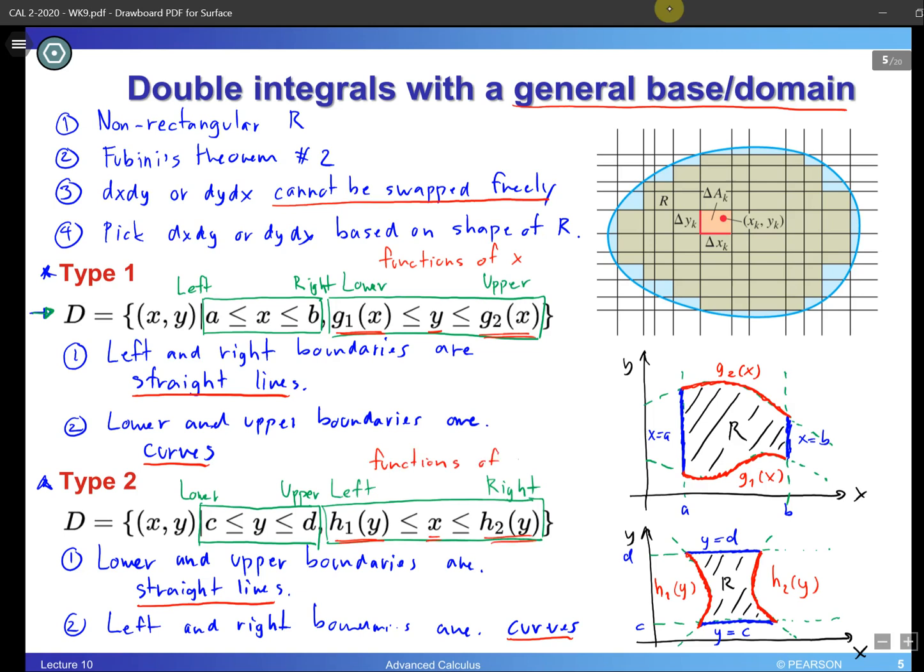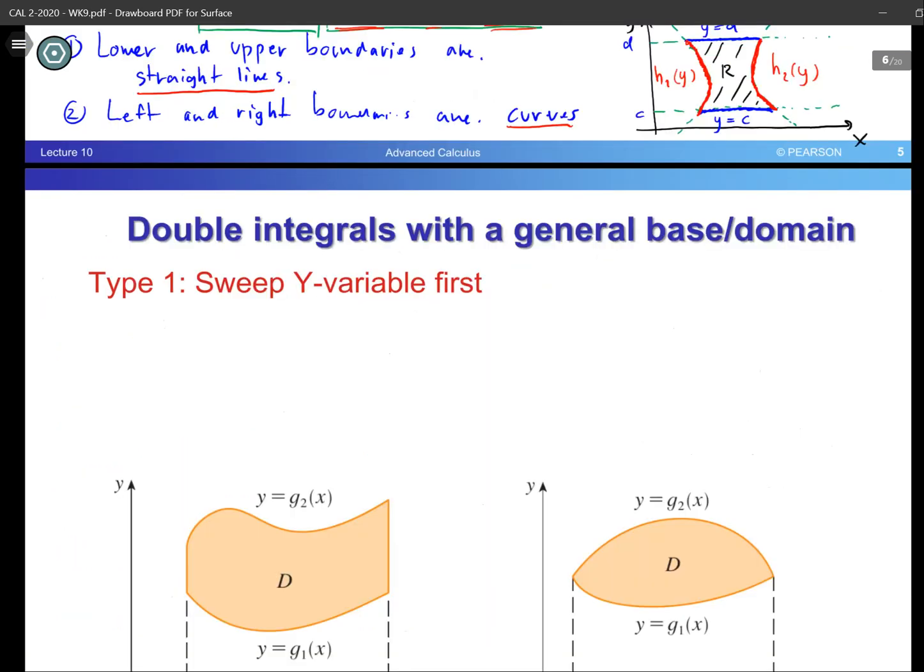Functions of y. Okay, now that we have seen the definitions of these two types, the properties, and the example, we can move forward to try to solve them. The first step when it comes to solving these double integrals with a general domain is to determine the type, whether it's type 1 or type 2. And as you will see in the next slides, each type needs to be solved a little bit differently. Okay, let's move to this slide right here.